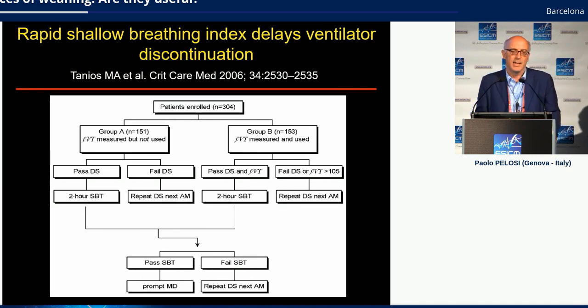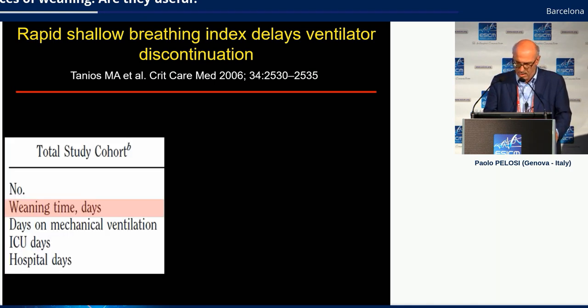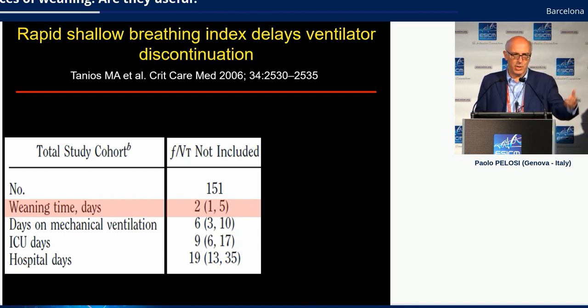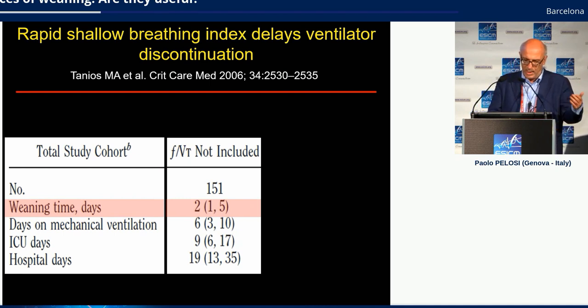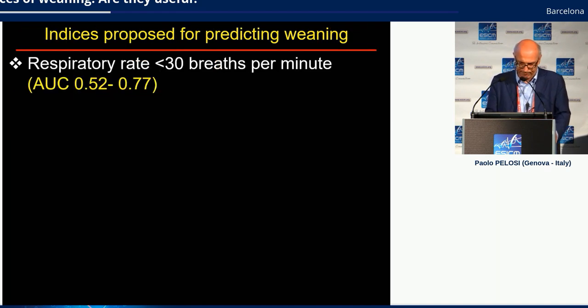And I just report this nice randomized trial. There are not many in this field. I think we have to think about this in the near future. Quite nice, a reasonable number of patients. Some patients were managed according to the SBT with the rapid shallow breathing index, and other patients in a conventional way. So look at that. The patients in whom the rapid shallow breathing index was not used had a weaning time of 2 days. It was even longer in patients where we continued to collect numbers, okay? And this was even significant. So this is an interesting study, very provocative. We like indices, but sometimes they can be even worse.